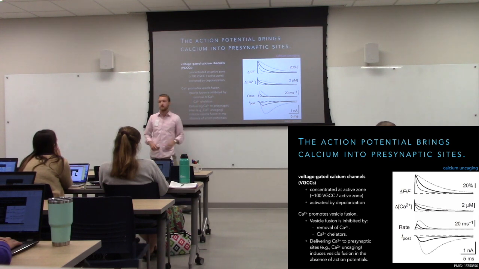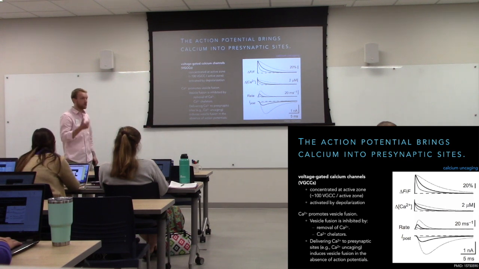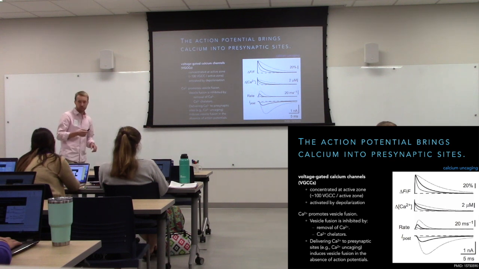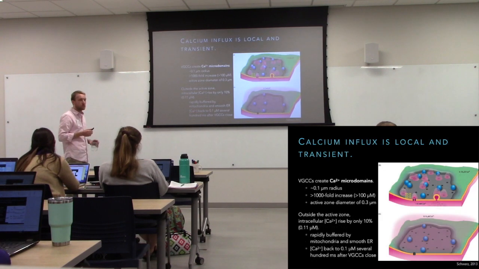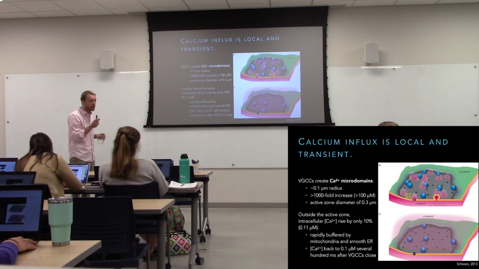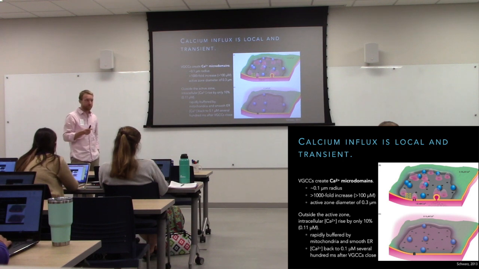You don't need action potentials, you just need calcium. Get rid of it, no release. Add it without an action potential, get release. So it all comes down to calcium. It's not the depolarization per se. But if you're a normal neuron, you don't have caged calcium, there's not a lot of light hitting you, you're probably encased in the skull, and so you're going to rely on the action potential to drive depolarization, which then opens your voltage-gated calcium channels, creating these really robust but local influxes of calcium.